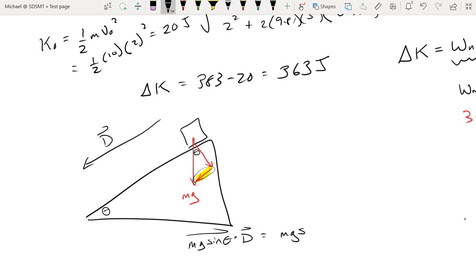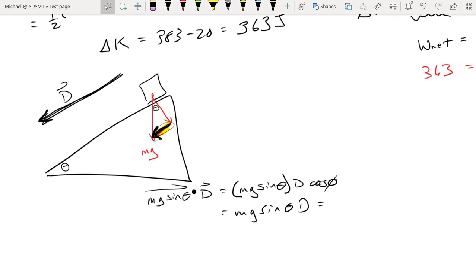So our dot product just produces mg sine theta d. And you might be asking, well, where's the cosine? Well, this is the downhill component of the gravity force. And if I take the dot product of two vectors that are pointing in the same direction, the angle between those two is 0. So I would get cosine of 0, and all that results is mg sine theta d.